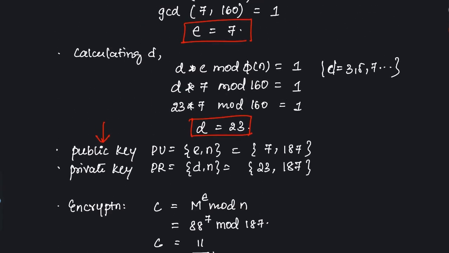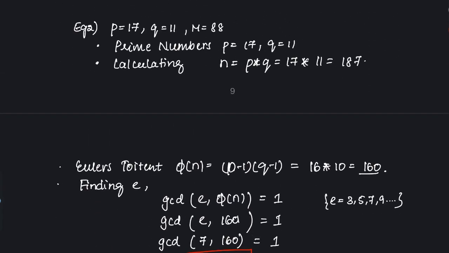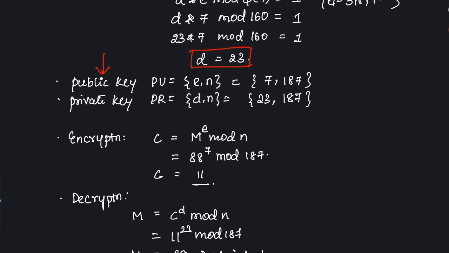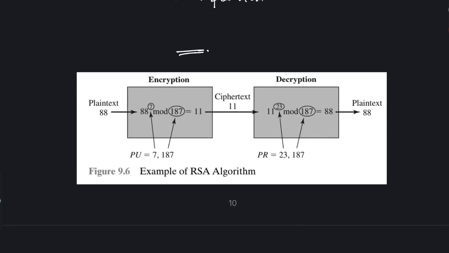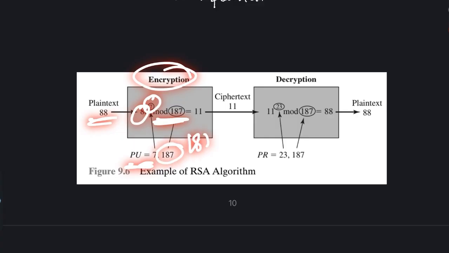So this was about the second example. This example was there in the textbook, and it could be asked in exams also. So here again the figure explains everything. So yes, it's the same. Encryption is done, plain text is here, and here I have the public key, and here I have mod 187. 187 is the value of n.